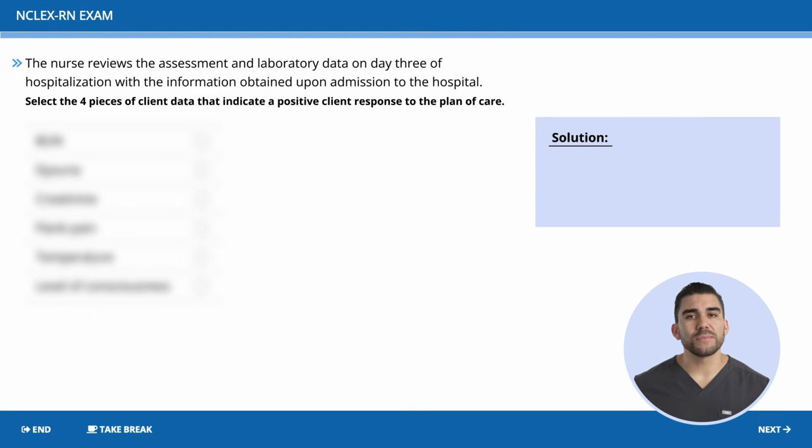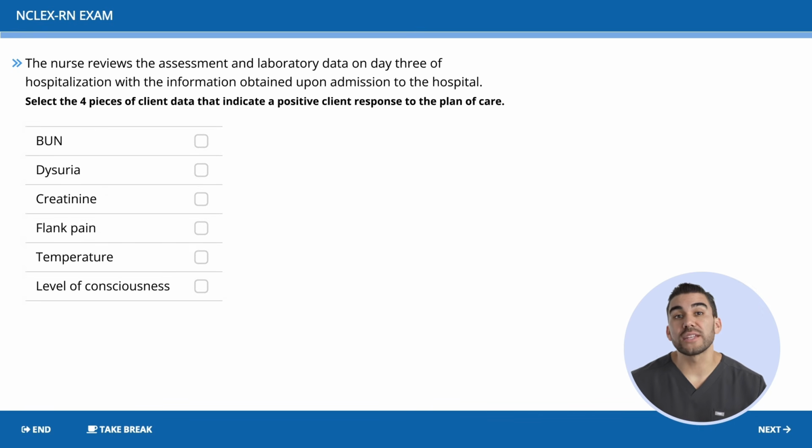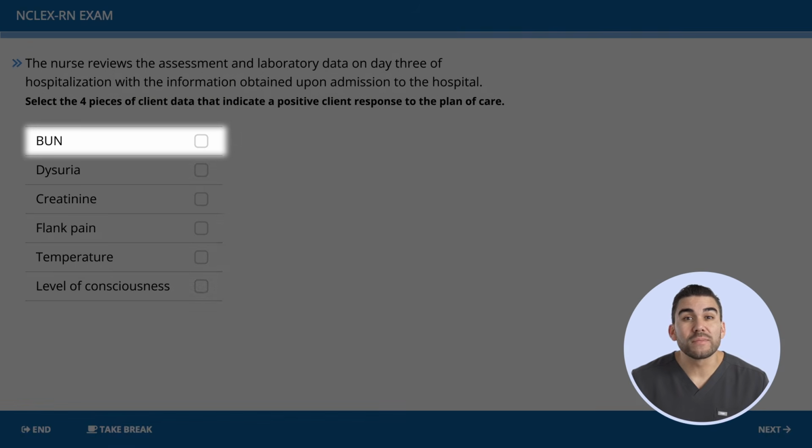So for the solution, before you look at the options, how do you know that this infection is getting better? Well, in pyelonephritis, we see number 1, flank pain. So flank pain should be decreasing. Also, we should be seeing improved labs. So now let's look at the options here. And remember, what is getting better? Is it going to be BUN? Well, yes, the BUN has improved from 29 and it's down to 18, indicating a positive response.